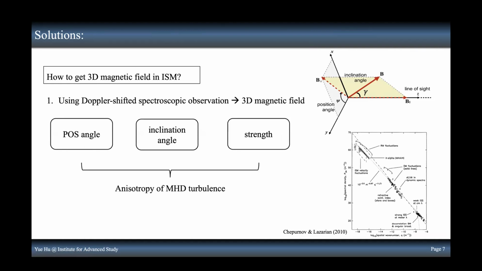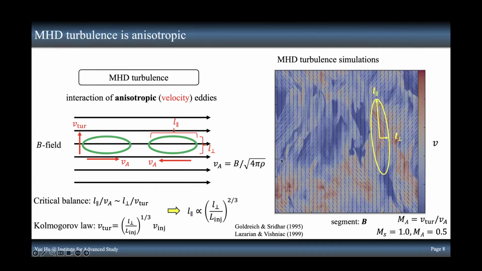And here one solution is the anisotropy of MHD turbulence. In Alex's talk yesterday, we already learned that the ISM is pervasive with MHD turbulence, like here, that's a power spectrum measured by Chepurnov and Lazarian in 2010. So MHD turbulence is a very important component of the ISM, and its anisotropy can provide us new insight into the magnetic field. So I will briefly talk more about anisotropic MHD turbulence.